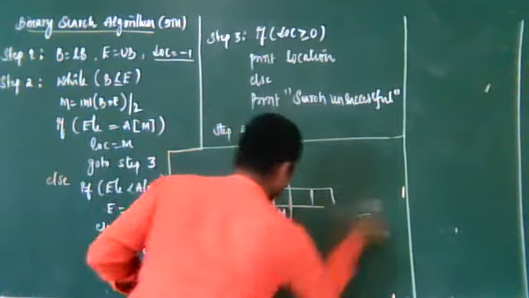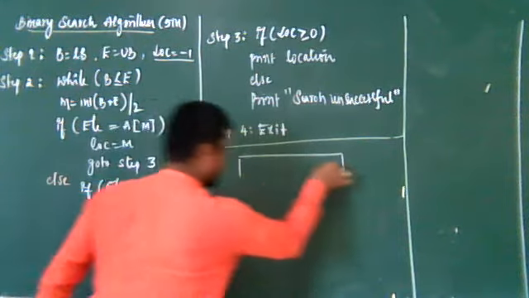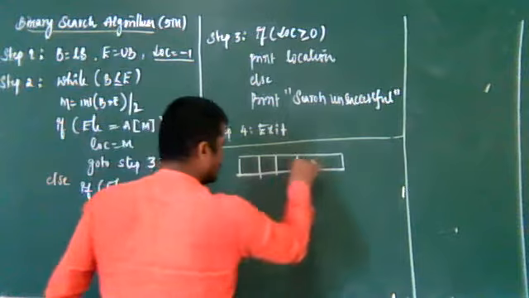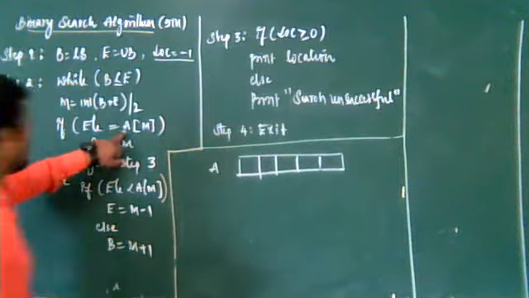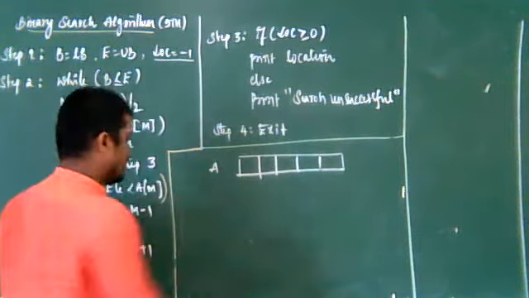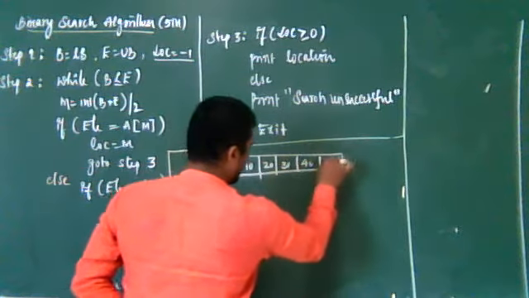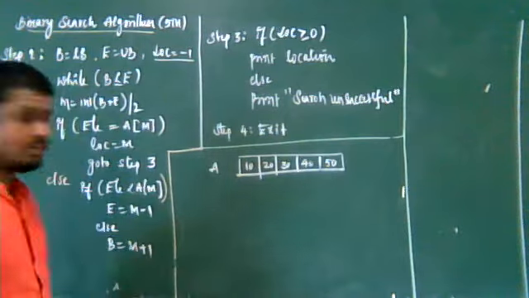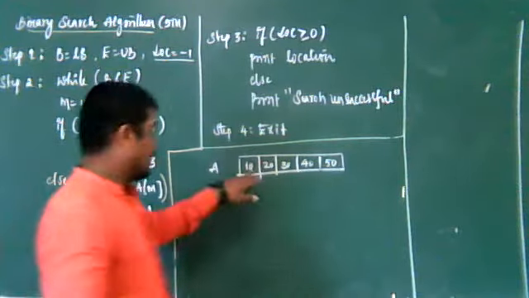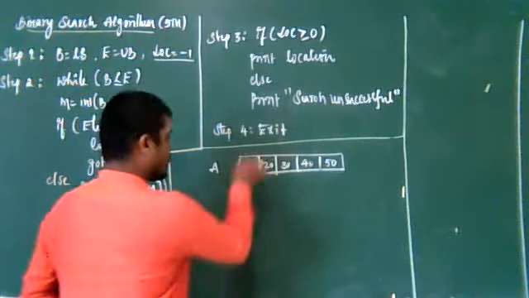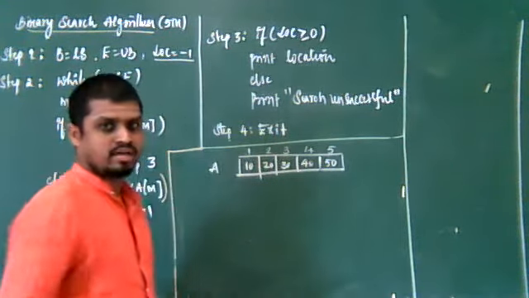Let me find. There is our memory block with some values. The memory block name is A, because I have taken A as the array memory block. With some values: 10, 20, 30, 40, 50. The length of this memory block is 5, right? 1, 2, 3, 4, 5. The length of this memory block is 5.